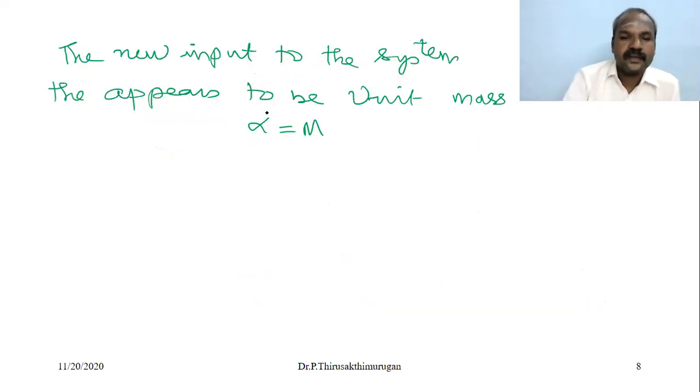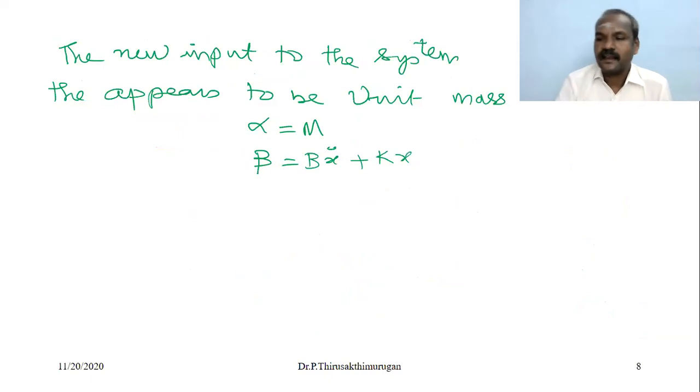So alpha equal to m, beta equal to b x dot plus k x. Clear or not? So what is x double dot? X double dot is equal to f dash. Clear? F double dot is equal to, sorry, f dash. F double dot equal to f dash.